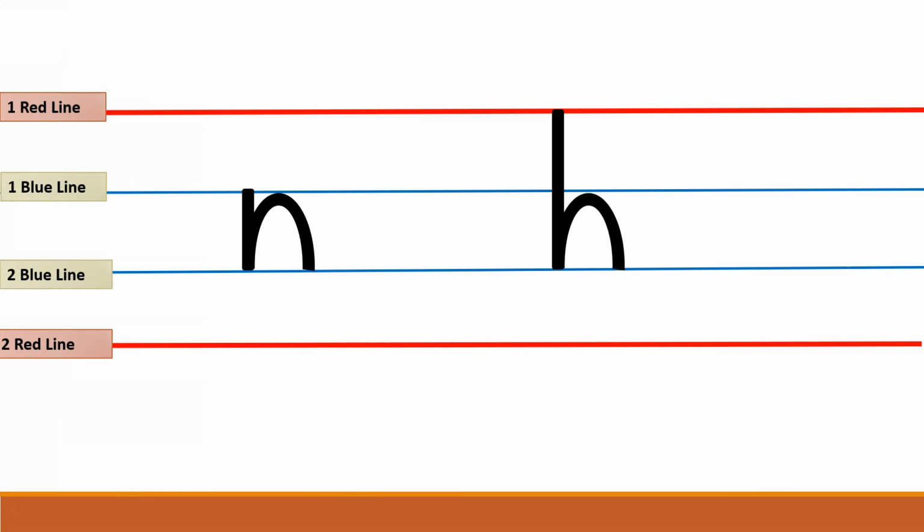Small n and small h. You could see both letters are similar, but there is a difference in the standing line. In the n, the standing line is short, and in the h, the standing line is tall, touching the first red line.